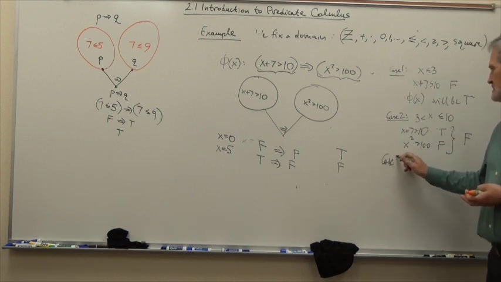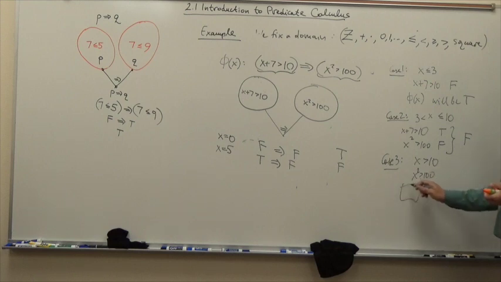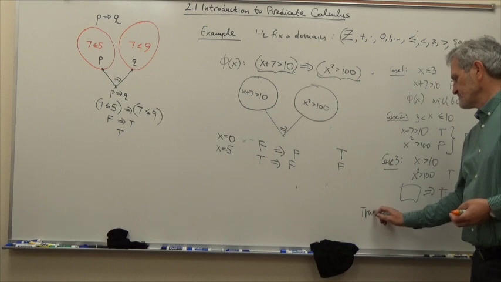And finally, case 3. What if x is greater than 10? Then x squared is greater than 100. So anything implies true, which is true. So anything implies true is true. So what we saw here, and there is a misprint in the notes, I just noticed this morning. So what is the truth set?